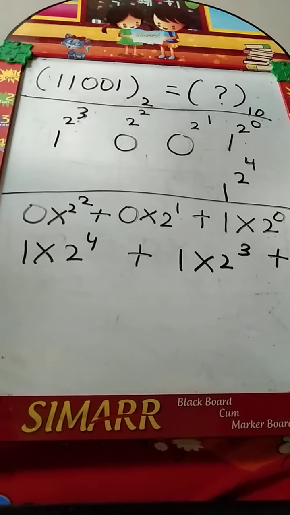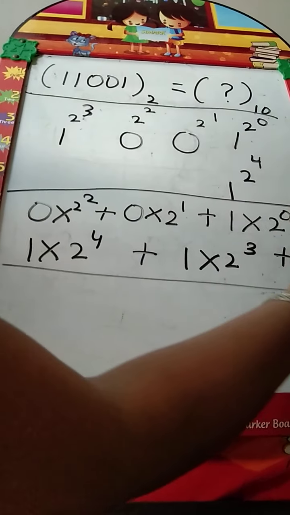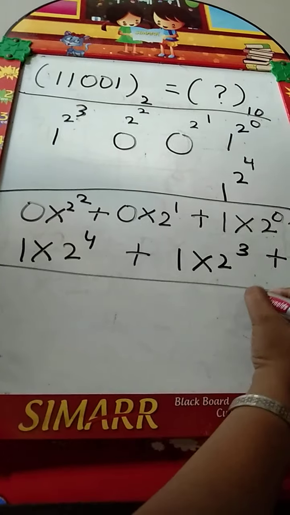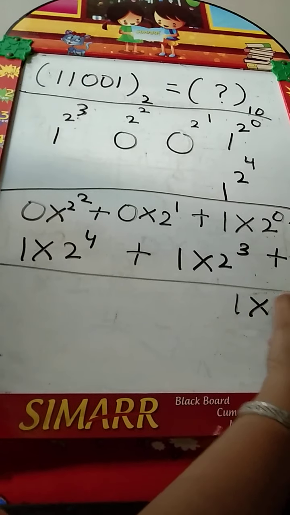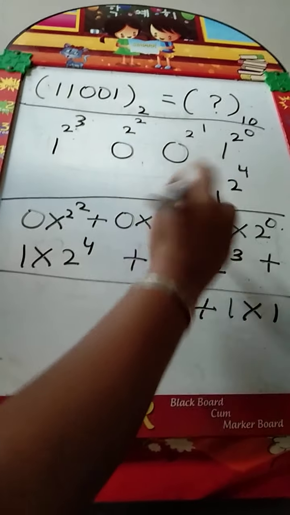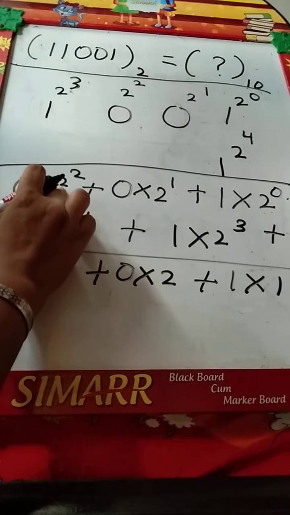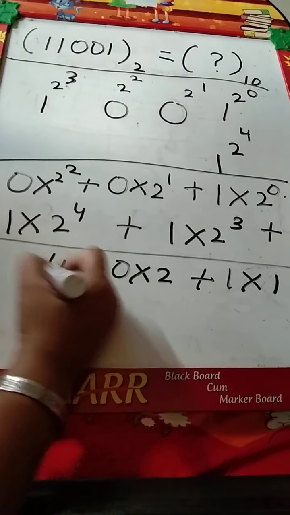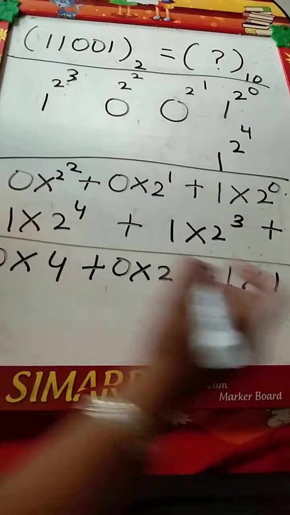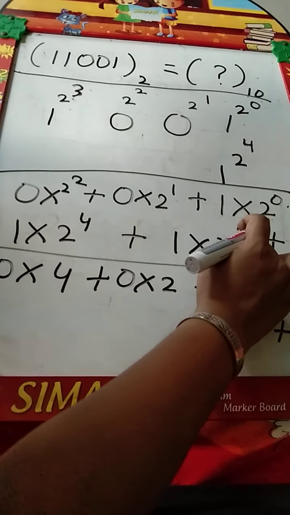Now we can solve it. We start to solve from this side. How can we solve it? 2 raised to power 0 is 1, so we write 1 into 1, plus 2 raised to power 1 is 2, so we write 2, plus 2 raised to power 2 is 4. So we write it like this. Now come to this term, 2 raised to power 3.